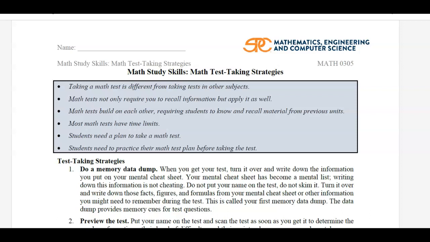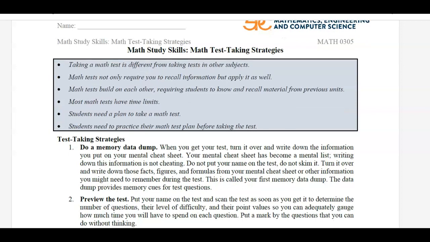If you're studying for a history exam or another subject where you're actually memorizing information, that's different than math, because when you're learning math, you have to learn how to work out the problem, solve the problem, apply what you have learned. Math tests build on each other, requiring students to know and recall material from previous units. And that's what always is hard when students don't get off to a good start, because the information is going to build. So if you miss something at the beginning of the semester, that's going to cause you to struggle throughout the rest of the semester.